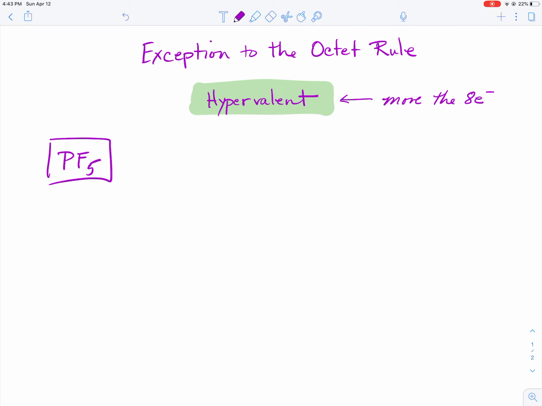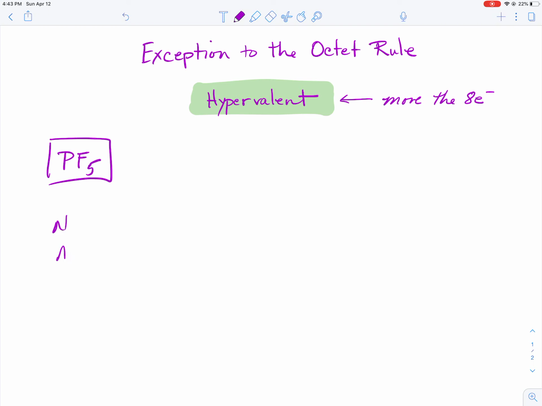Now you may not realize when you're given the substance that something is hypervalent. It may only be when you're starting to draw the substance itself. So again, kind of like free radicals, you don't really know by just looking at the formula, but you would later on when you're trying to build it together. So let's look at PF5.